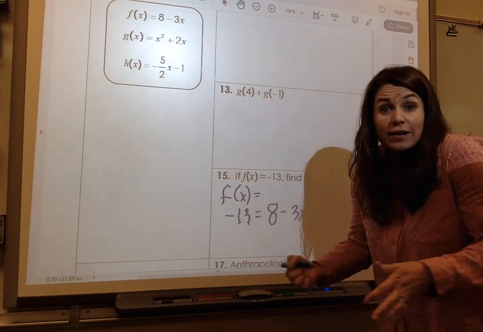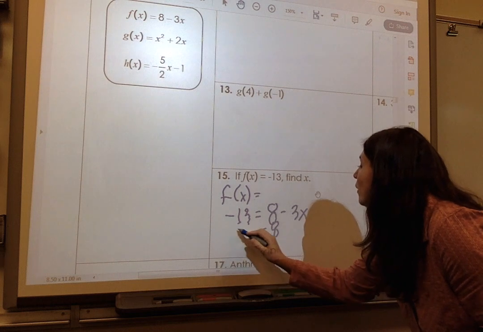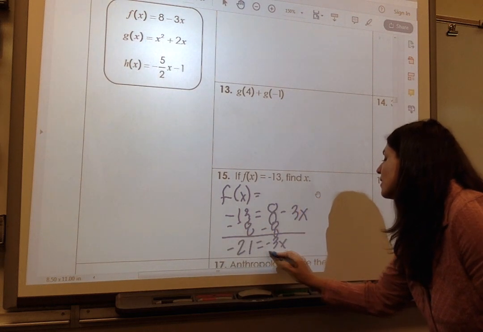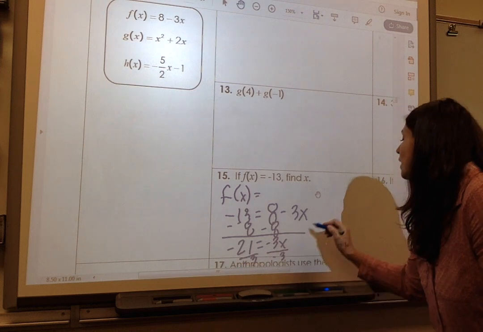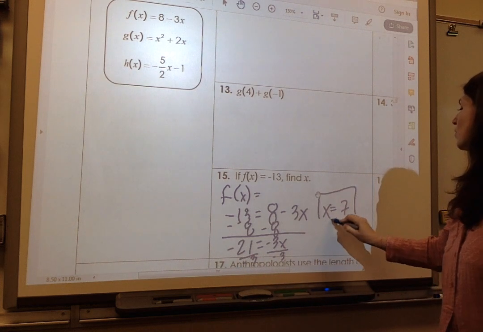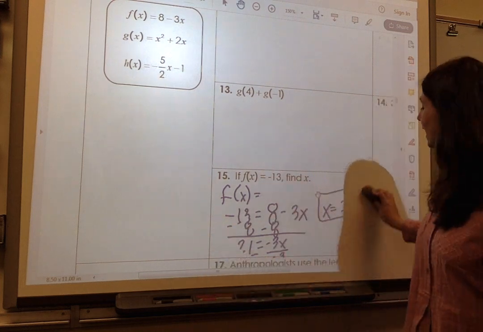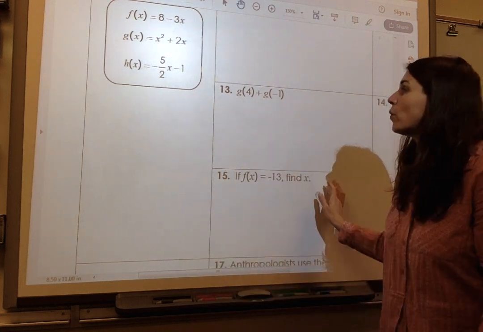So now I solve for x. I do what I have been doing all year. So I subtract 8. I get negative 21 equals negative 3x. Divide both sides by negative 3, and x equals 7. So 7 would be my answer for 15. So you really have to know vocabulary and what the question is asking.